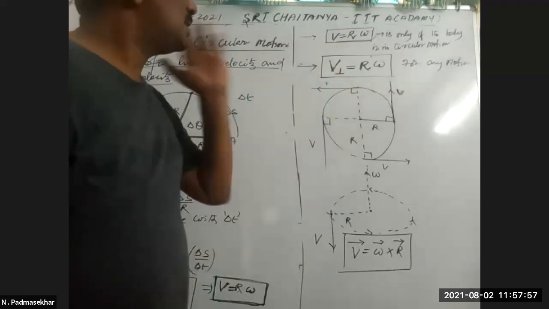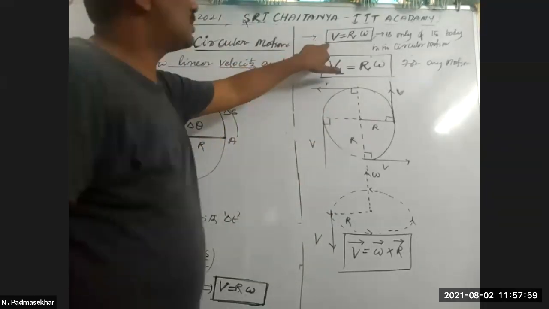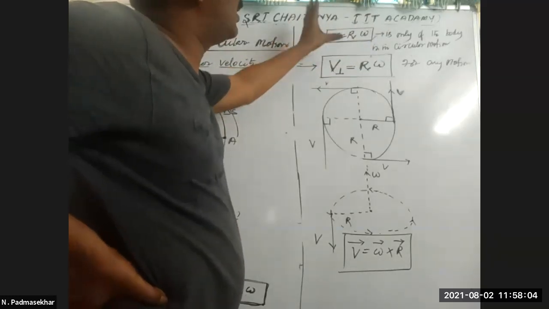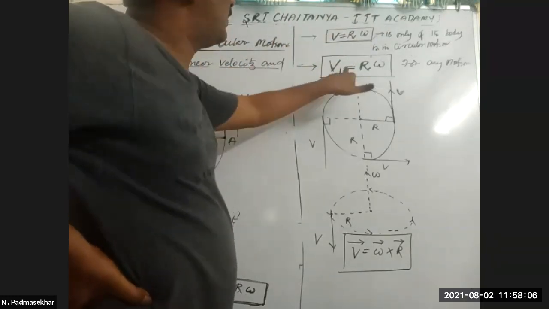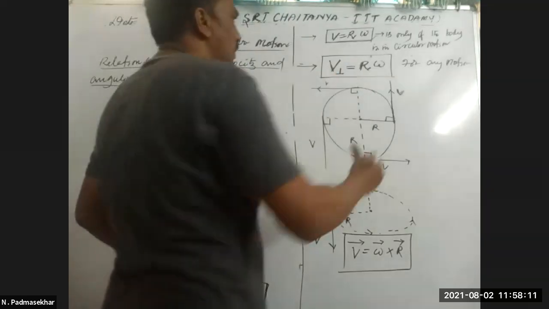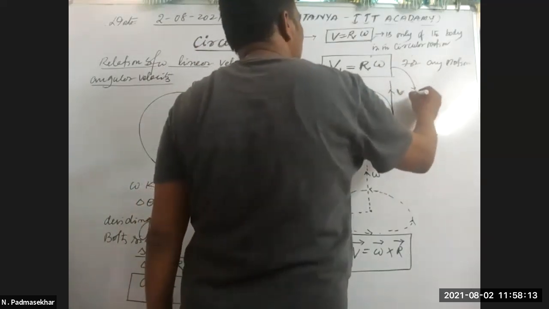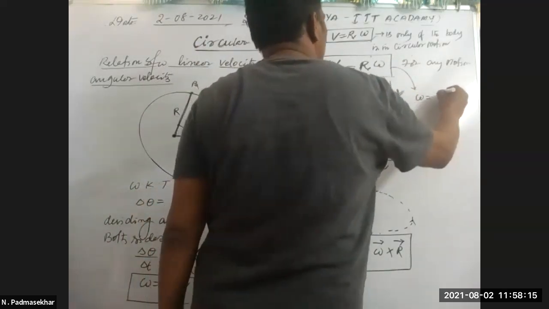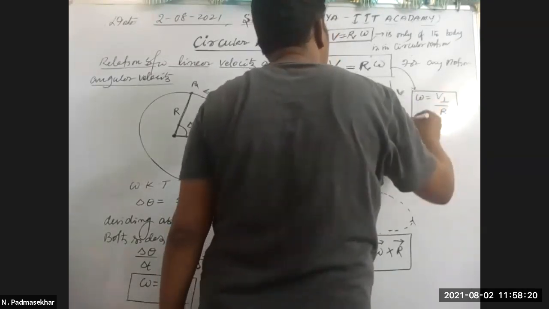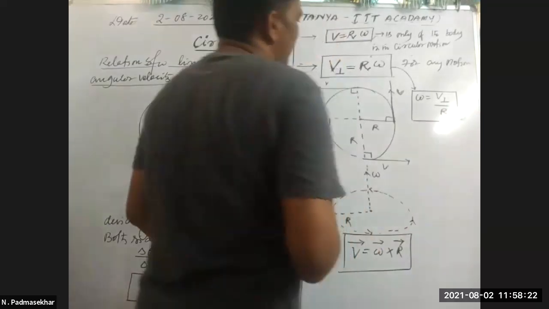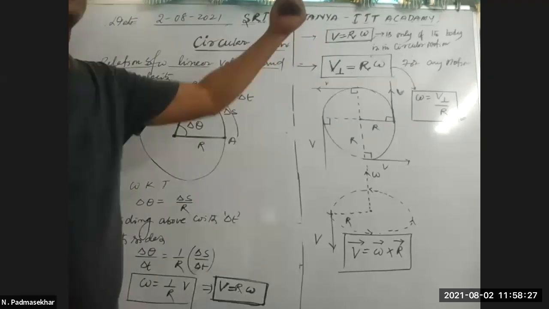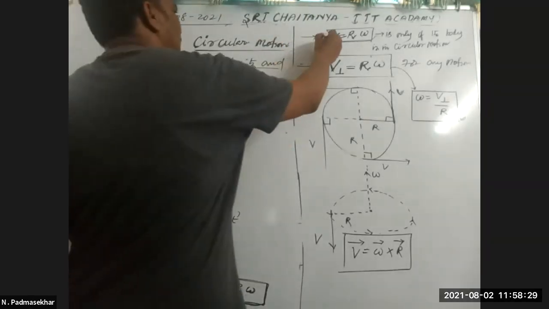So these are the relations, and V is equal to R omega is the scalar form. It is applicable only for circular motion. So for any motion, V perpendicular is equal to R omega. So omega is equal to V perpendicular by R. This is very, very important. So V perpendicular by R for any motion. In circular motion, V is equal to R omega, omega is equal to V by R. This is the scalar form here.